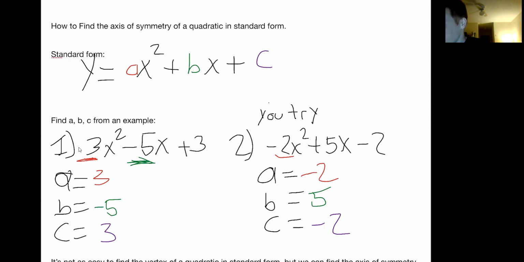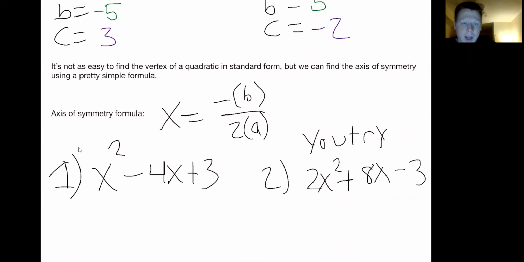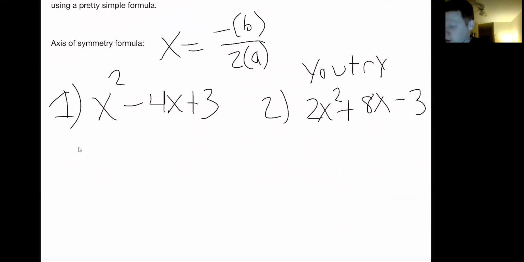The second thing we're going to look at in this video is, if you read what I said here, it's not as easy to find the vertex of a quadratic in standard form, but we can find the axis of symmetry using a pretty simple formula. If you remember, the axis of symmetry really is the first part of your vertex. So we can find this pretty easily in standard form by using this formula: x equals -b over 2a. Notice we just use the a and the b. We're not going to mess with our c. So let's look at an example with this.